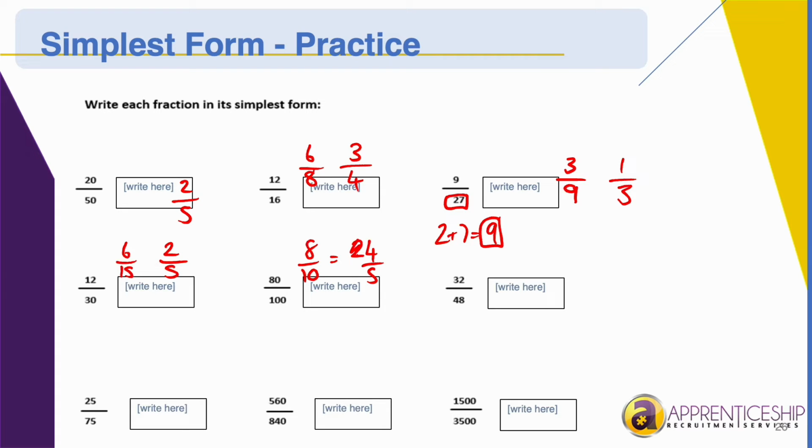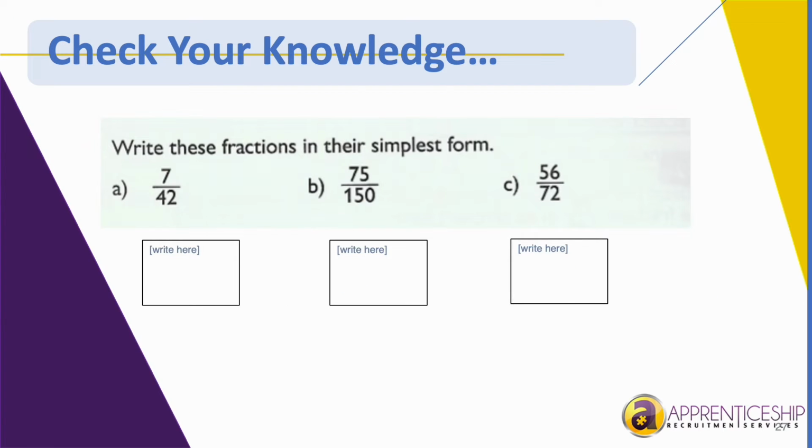And again, divisible by 2, so 16 over 24. Divisible by 2 again. Divisible by 2 again. Divisible by 2 again. So it took a few steps, but it wasn't difficult to do. Okay, so again, have a go at these ones.